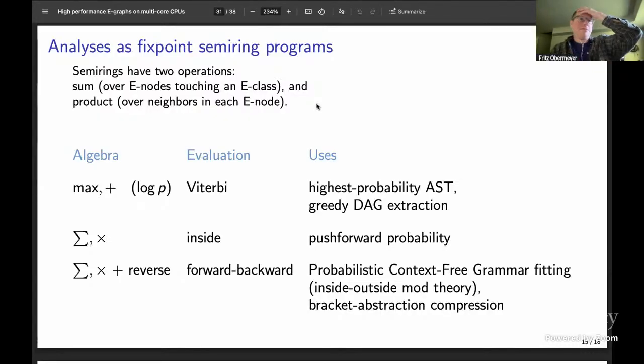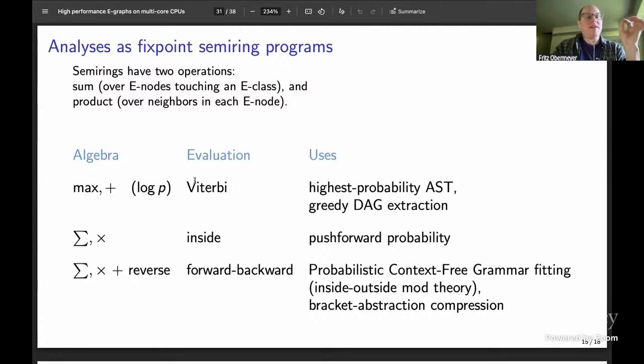I've done a lot of probabilistic programming stuff, and we use semi-ring programs there. That's where you have a sum operation and a product operation. So you sum over all the representatives of an E-class, or the incoming E nodes. And then there's this product operation that tells you how to handle a particular E node, the different E classes that are connected to a particular E node.